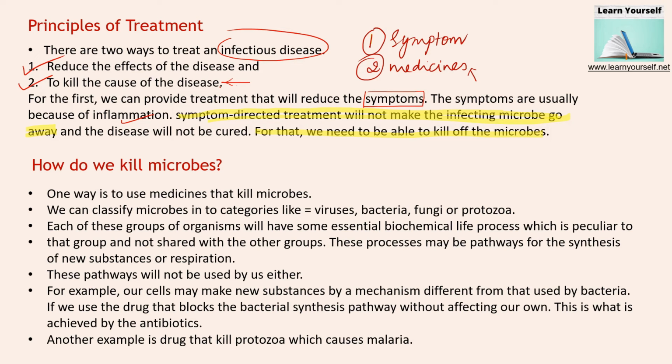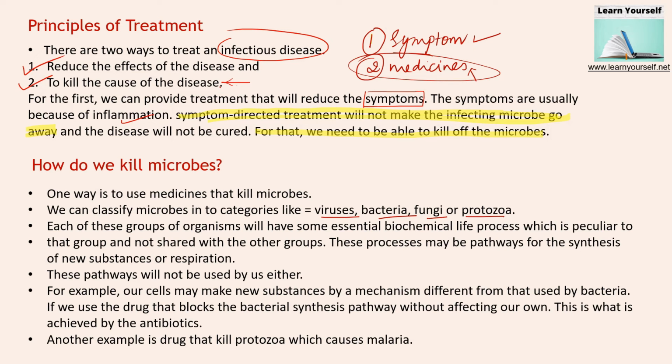Now, symptomatic relief we know how to do, but here we are talking about the medicine which will take care of the microbial count and kill the microbes. So how do we kill the microbes? One way is to use medicine that will kill the microbes. We can classify microbes into categories like virus, bacteria, fungi, and protozoa. Earlier we discussed that as the microbes vary, their mode of treatment will also vary, because we are targeting their biochemical pathways, and based on that our medicine will also vary.